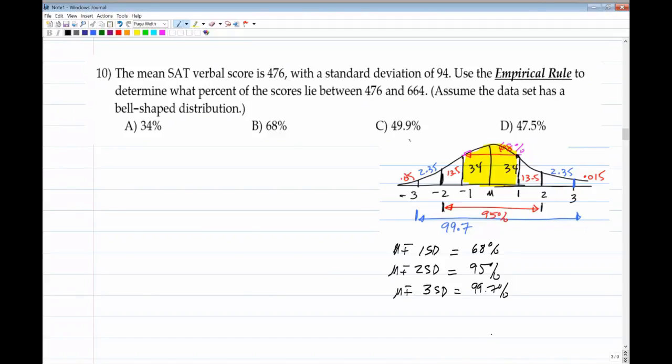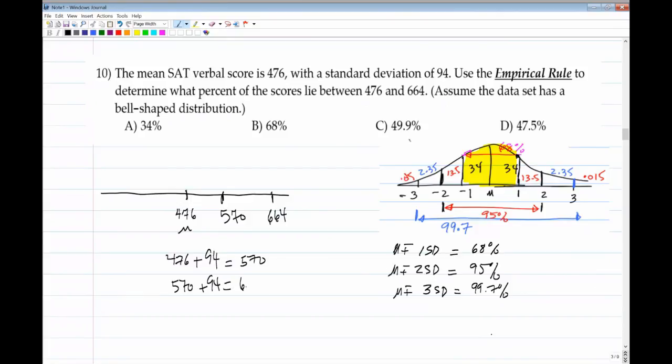Now, according to this one right here, it says we have the mean. Here is my score right here. The mean in the middle is 476. Each standard deviation is 94. If I add 94 to 476, that gives me 570. So this will be 570 on this side, and then two standard deviations will be 664, by adding another 94 to 570.